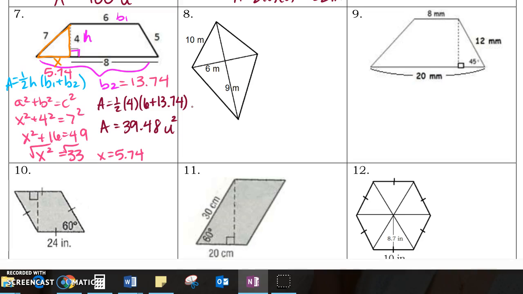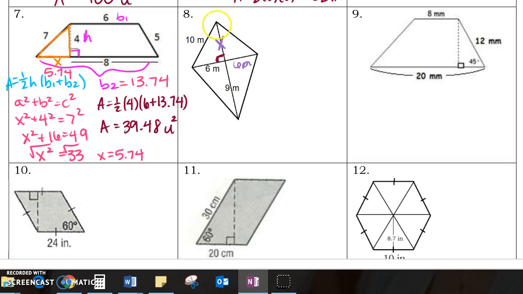Next one is a kite, as you can see, which means our diagonals are perpendicular. And we know the longer diagonal cuts the shorter diagonal in half. So if this one is 6, that means this one over here has to be 6 meters. But to find the area, we need to figure out what this is, because that's part of our diagonal here.